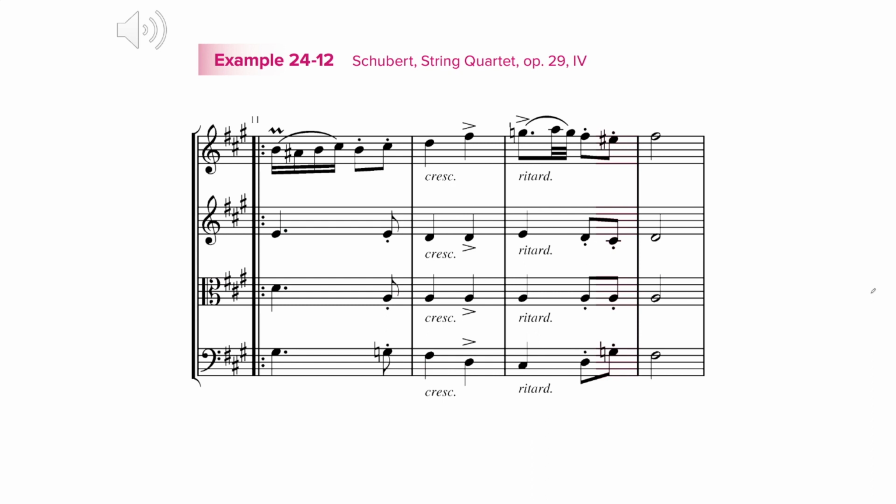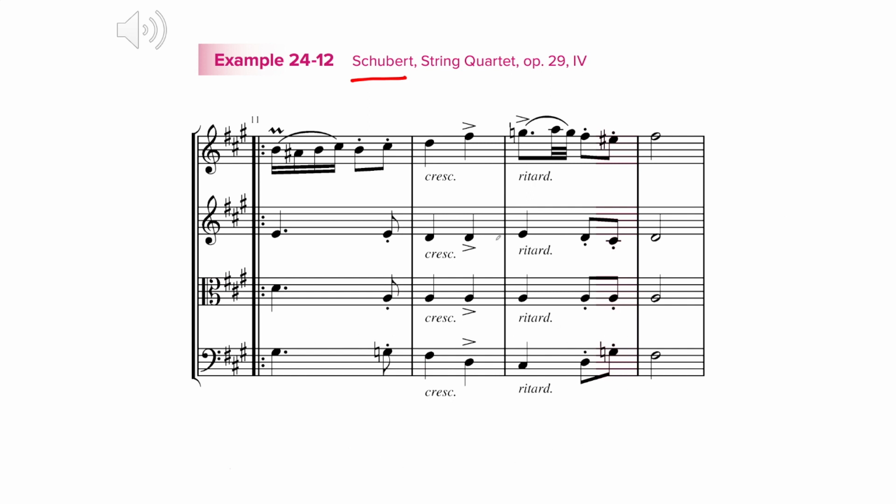Another string quartet excerpt, this time by Schubert. Let's listen to it. Once again, we have two options.